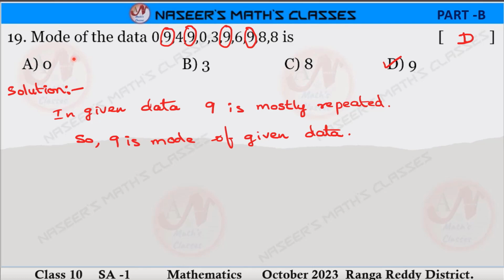Mode of the data 0, 9, 4, 9, 0, 3, 9, 6, 9, 8 is. Here by observing the given data, 9 is the most times repeated data. Here 9 is repeated 4 times. So 9 is the mode of the given data. Correct option is D.